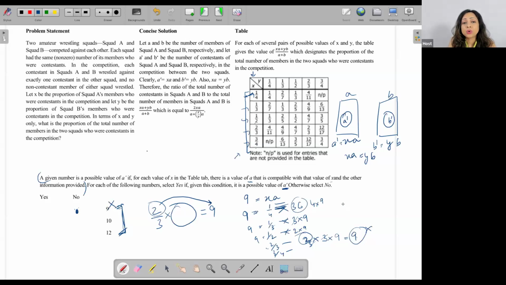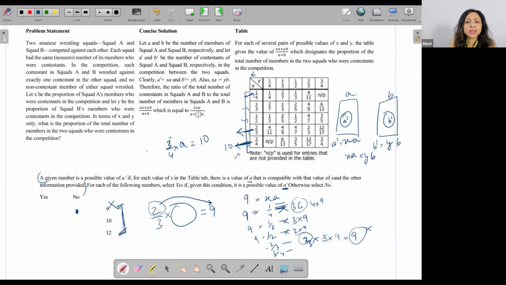Now, using the same logic, we'll obviously not do all this work. I'm just going to look at it over here. Just like for this value, my 9 did not work, for this value my 10 will not work. Next option is 10. Why? There is a 3 in the numerator. When I say 3 by 4 into a, this should give me a 10. A has to be an integer.